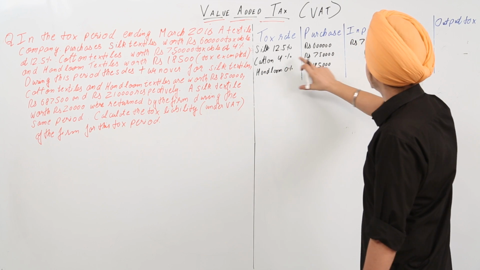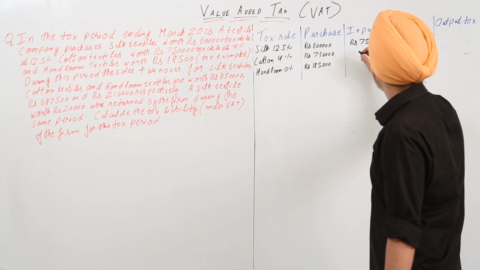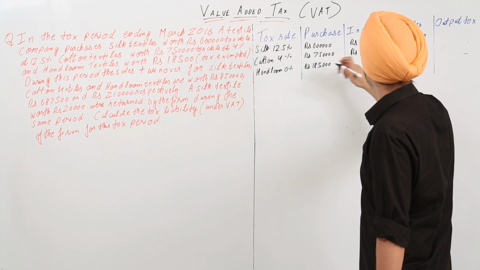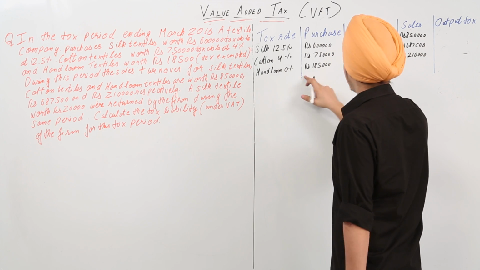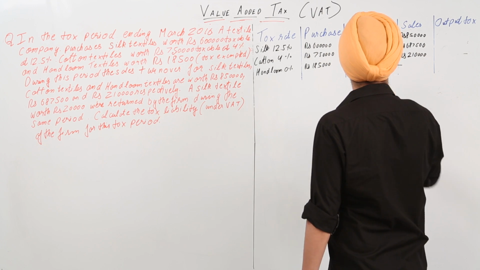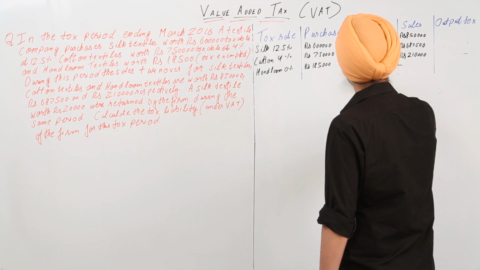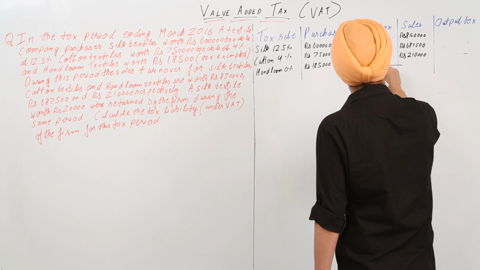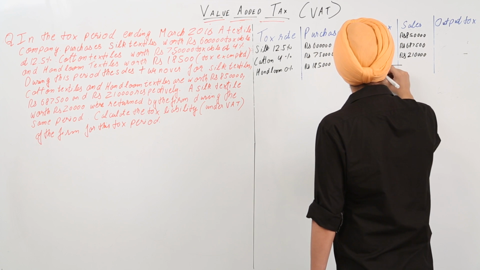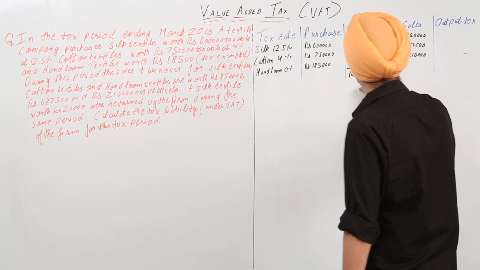We have 4% on 7.5 lakh. This value comes out to rupees 30,000. Now handloom is tax exempted. So we have this input tax value equal to rupees 1,05,000. So this is the total input tax.